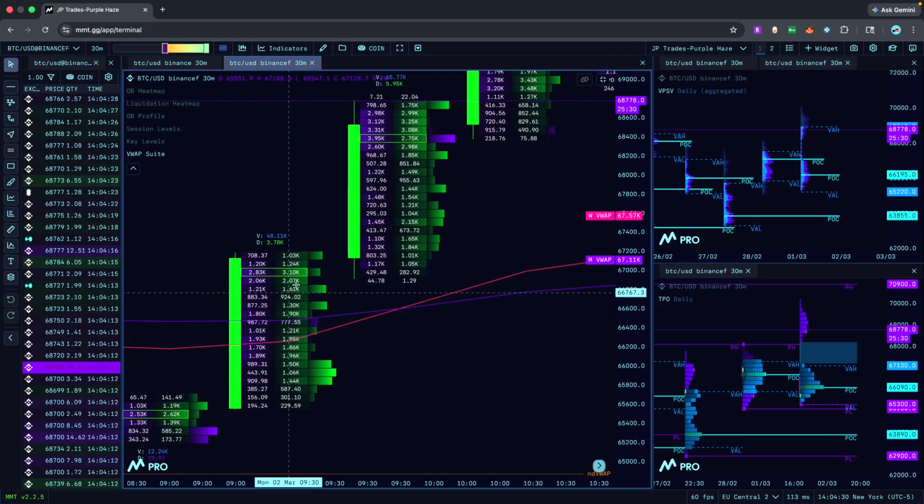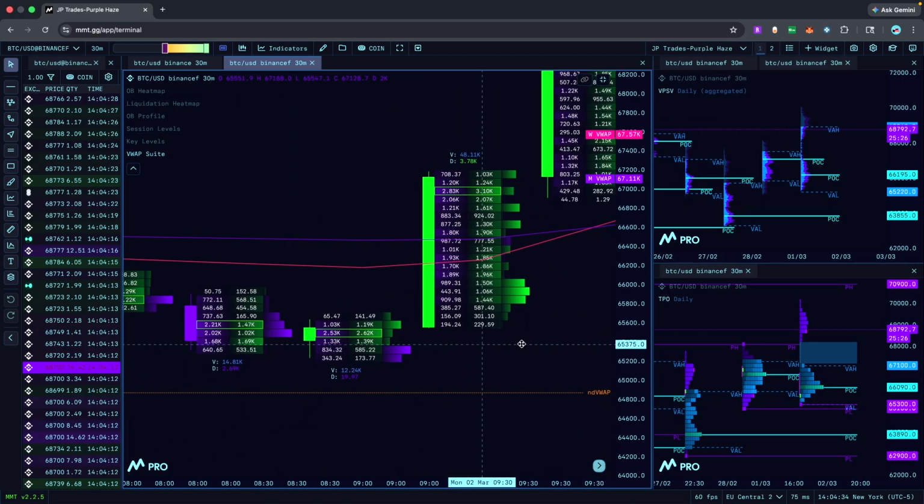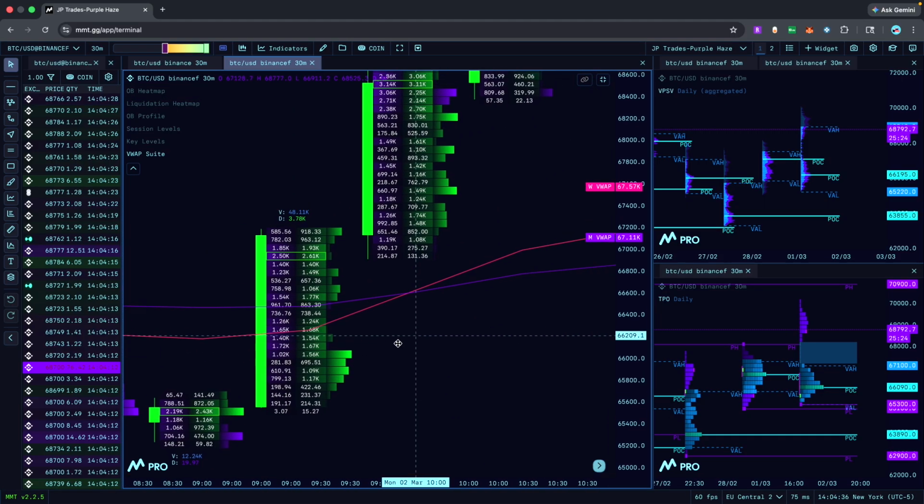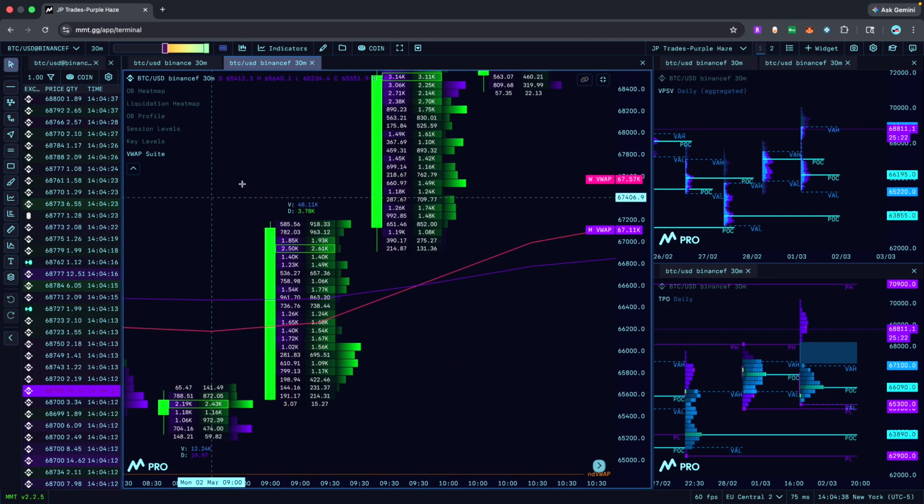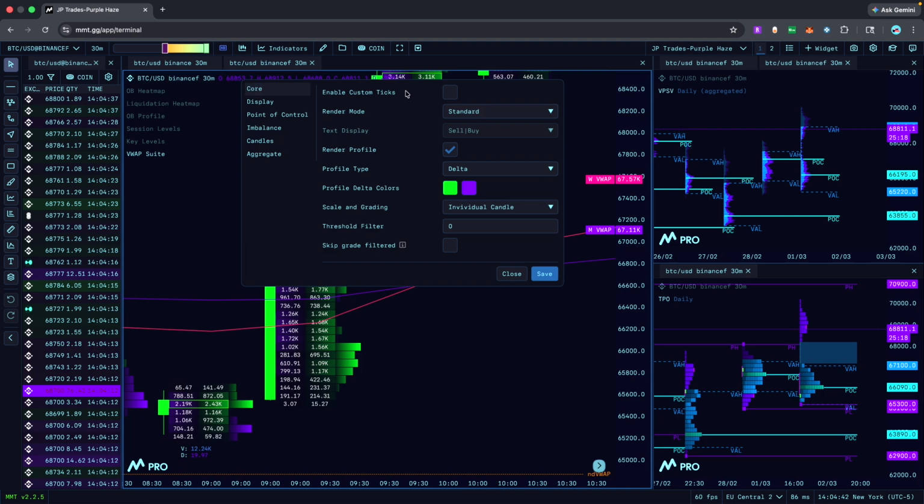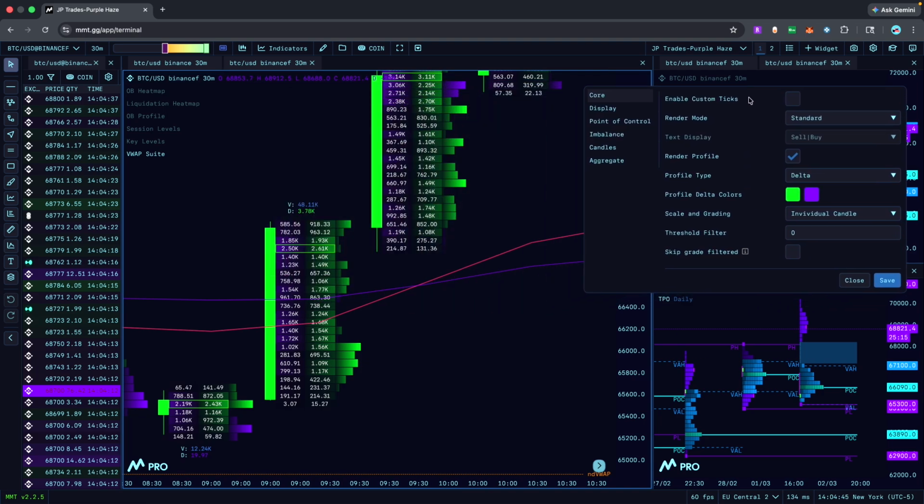This is all this tool is doing. It is reporting who crossed the spread and how much size they committed at each price or each tick. So this is how Market Monkey visualizes the market orders coming in versus Bookmap using all the volume bubbles. So now let's go into the settings so you understand why we configure the cluster candles in this way.